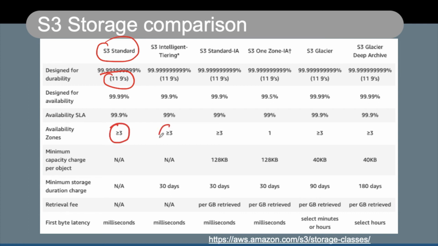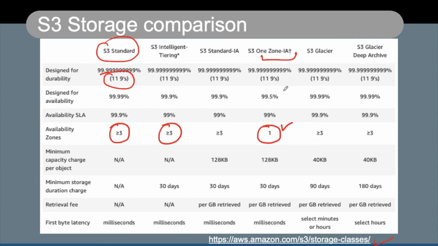This is again stored in more than 3 availability zones. But if you look at One Zone-IA, One Zone Infrequent Access, the data will be stored only in one availability zone. So if that availability zone is lost, that means your data will be lost. So this is a quick comparison between all the different storage classes, and this data is taken from aws.amazon.com/s3/storage-classes.